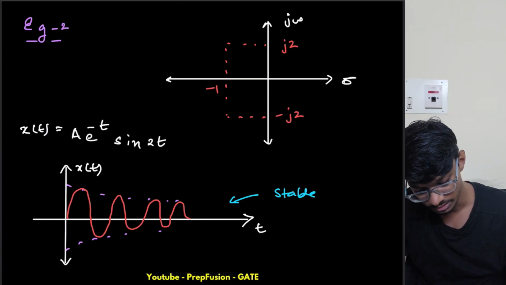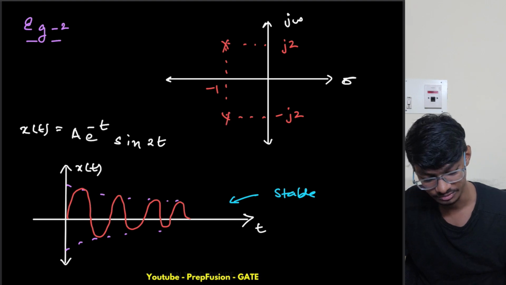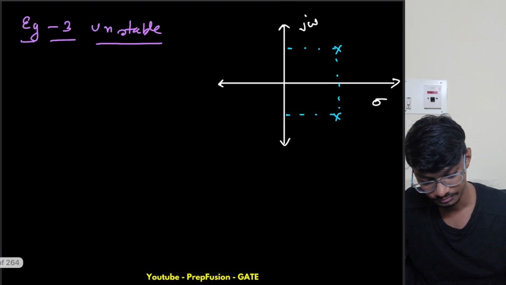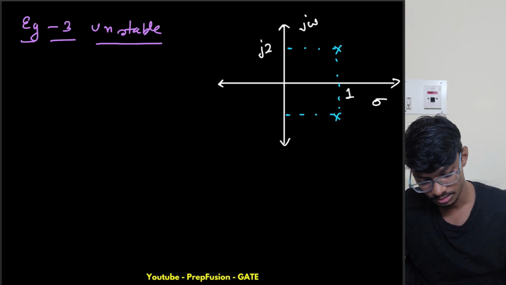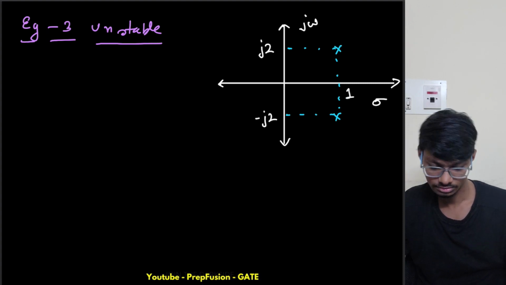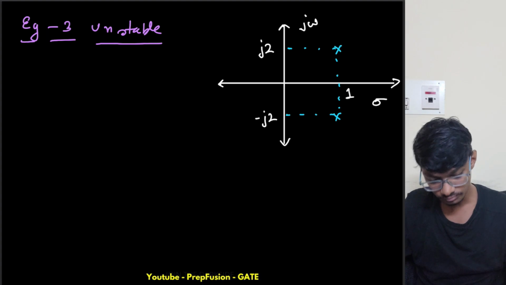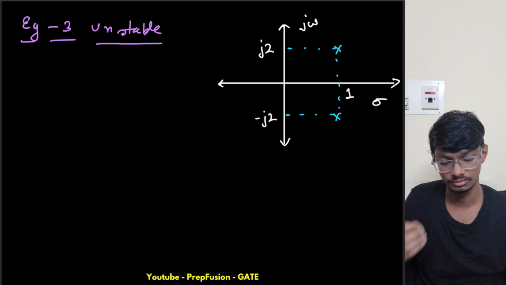Okay, I didn't draw the poles here, so I should draw the poles also. These are the poles. Okay, so this is +1 only, this is j2, and this is -j2. Okay, now how will our signal look like?